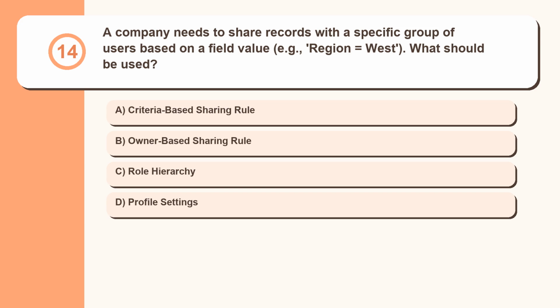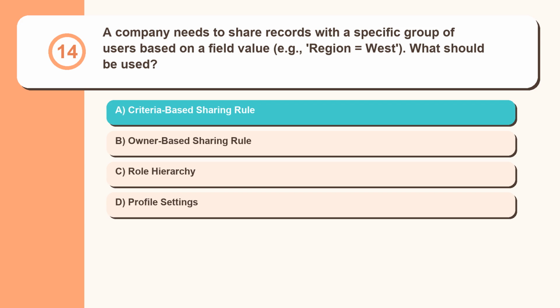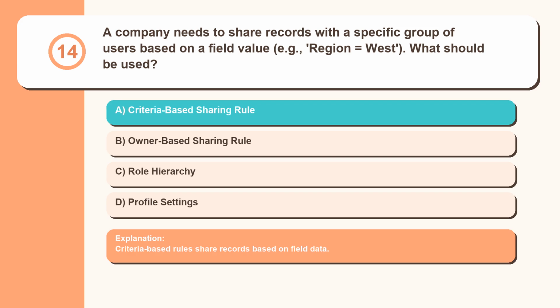Question 14. A company needs to share records with a specific group of users based on a field value, for example, region equals West. What should be used? Criteria-based sharing rule, owner-based sharing rule, role hierarchy, profile settings. Criteria-based rules share records based on field data.